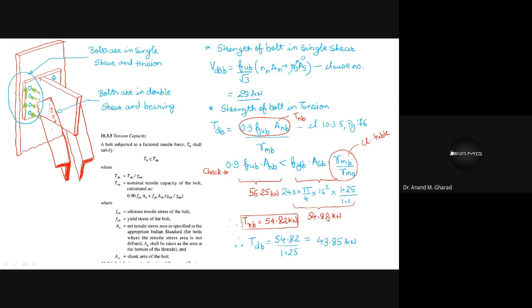Have you understood this thing? Therefore TDB will be TNB divided by gamma MB. So this is how the tension capacity of the bolt is to be calculated. Got it?